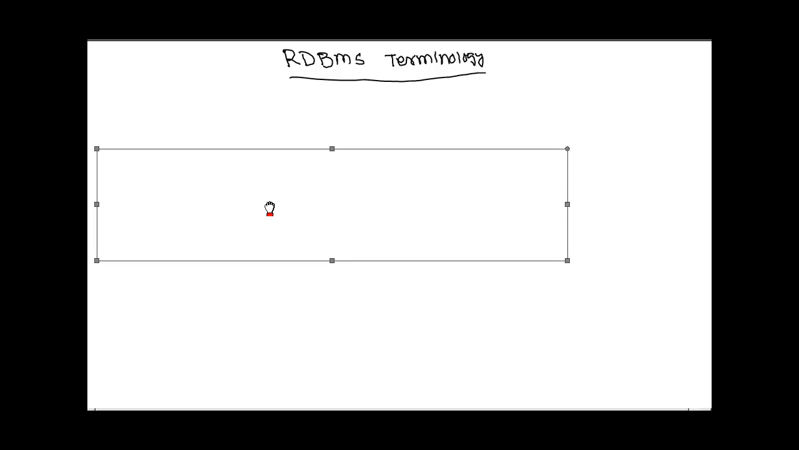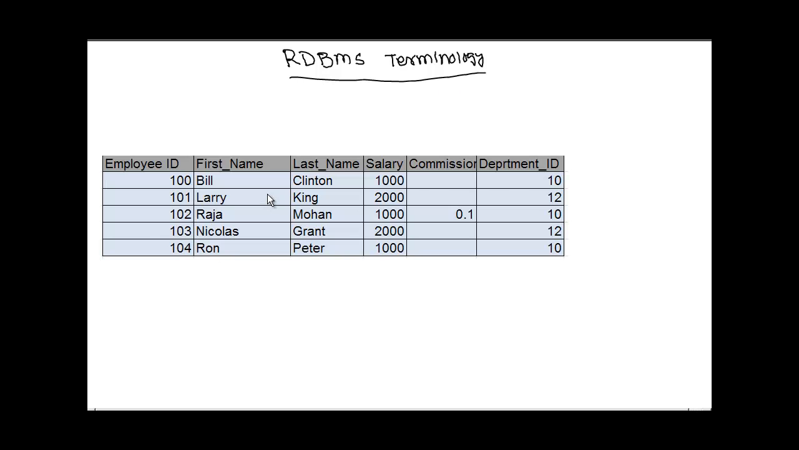In this video, we are going to discuss RDBMS terminologies. What really happens is that we store data in a table, and a table is something that looks like this. So, this whole thing we call a table.